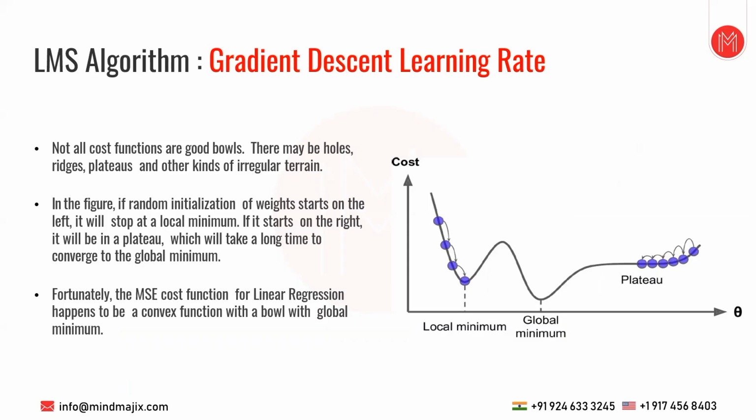Not all cost functions are good bowls. There may be holes, ridges, plateaus, and other kinds of irregular terrain. If you look at this figure, if random initialization of the weights starts on the left, it will stop at a local minimum, and if it starts on the right, it will reach a plateau, which will take a long time to converge to the global minimum. Fortunately, the mean square error cost function for linear regression happens to be a convex function, a bowl with a global minimum. That is what works here during gradient descent with the learning rate.